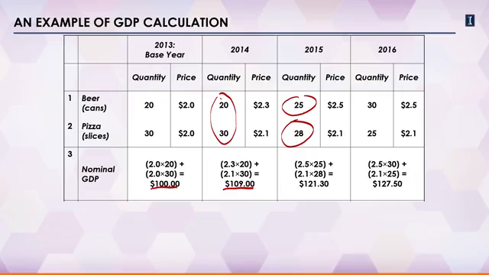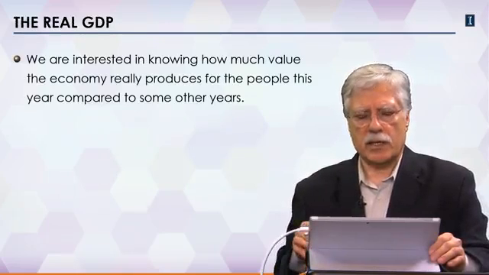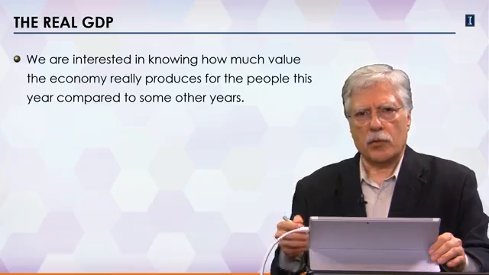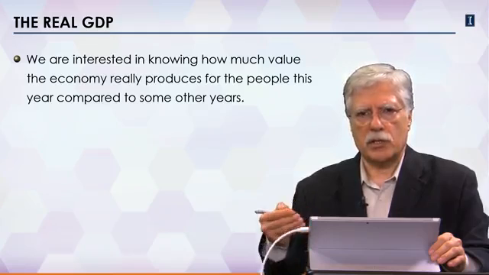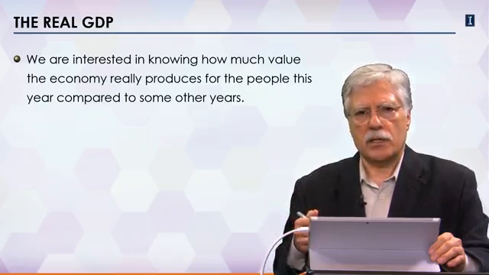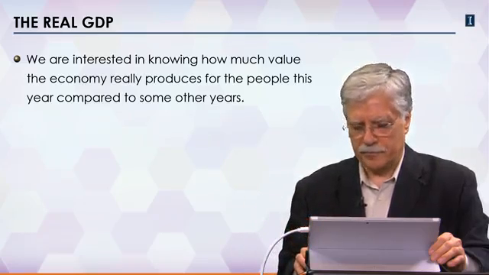$127.50. The measure of GDP that we have in the bottom row in this table is called nominal GDP. It's the GDP measured in current prices. It says something about that year, but it's not comparable over years. In order to measure GDP in ways that is comparable over the years, we need to come up with a definition and a way of measuring GDP. What we're really interested in is how much people are better off this year compared to some other year.